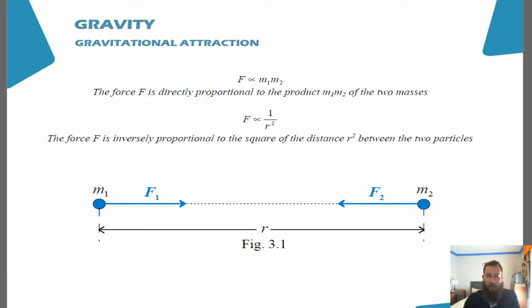Now, because the squared component is there for the distance between them, it has a really big influence on the force, meaning if you double the distance between two objects, because it's squared, it'll be 4 times less force. And you can keep going with that. So if it was 3 times more, you'll have 3 squared, being 9 times less force than in a base case.